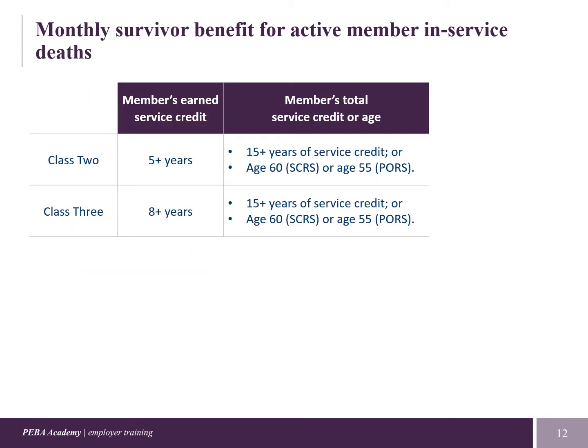To determine whether a monthly benefit is payable in the case of an active member in service death, the following eligibility criteria apply. For a Class II member, they must have no less than 5 years of earned service credit and either have at least 15 years of total service credit or have been at least age 60 at the time of death. A Class III member must have at least 8 years of earned service credit and either have 15 years or more of service credit or have been at least age 60 at the time of death. These requirements are the same for SCRS or PORS members, except the eligible age for PORS members is 55 instead of 60.